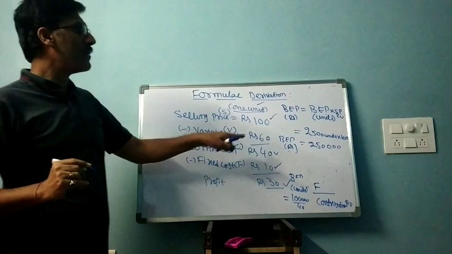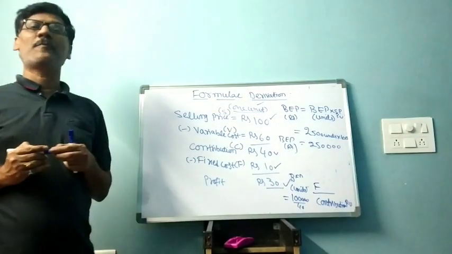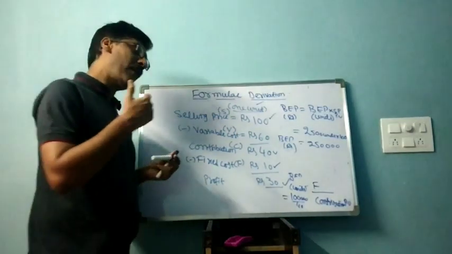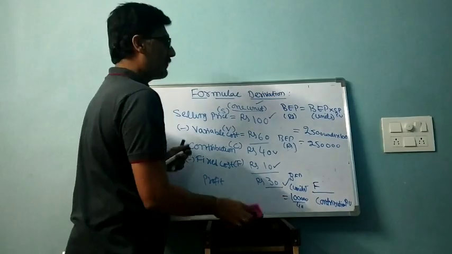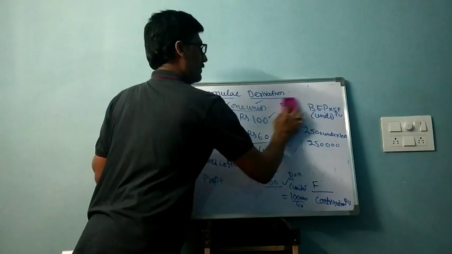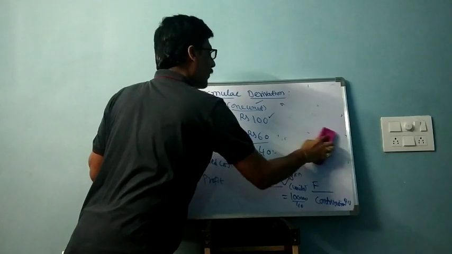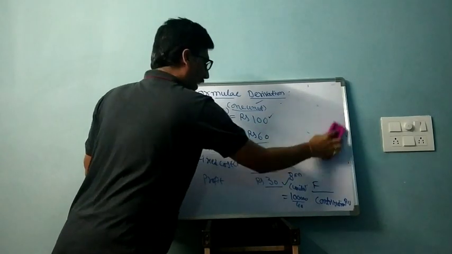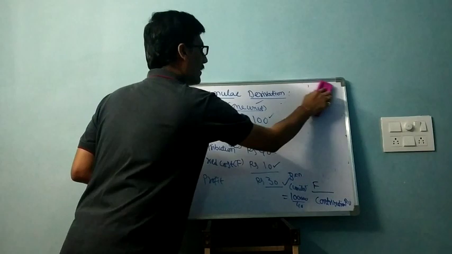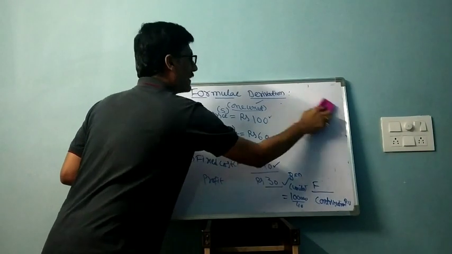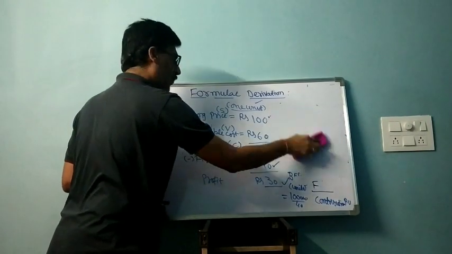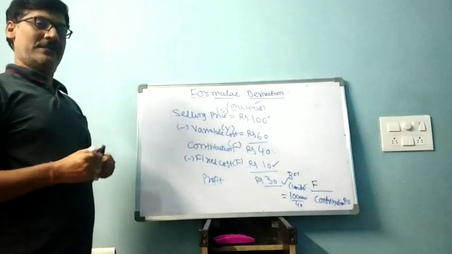This is one method of calculating break-even point in rupees. One more formula is also there. I will explain that formula also. Right now, for calculating break-even point in units, I have taken 1 unit as 40 rupees contribution. Now I should take in terms of rupees. How to calculate break-even point in terms of rupees?